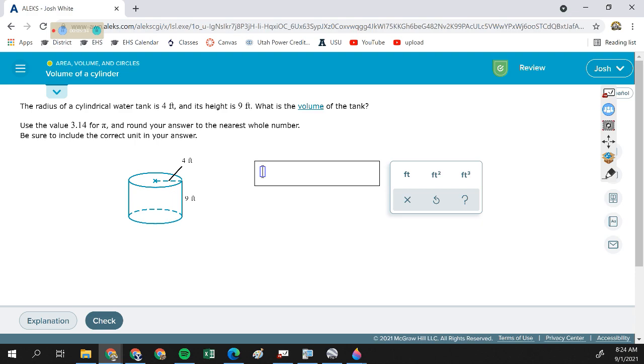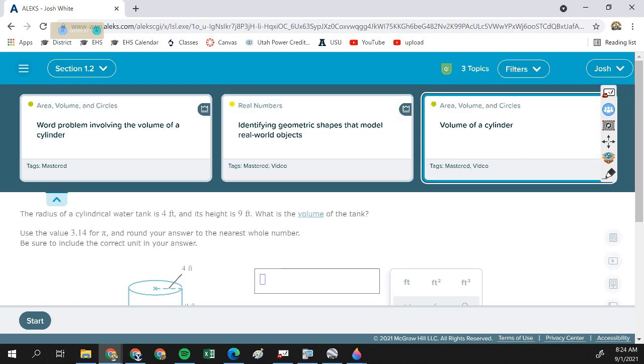Okay, volume of the tank. That's the same as what we just did. There's supposed to be 4 of these. How come? Oh, it only says 3.